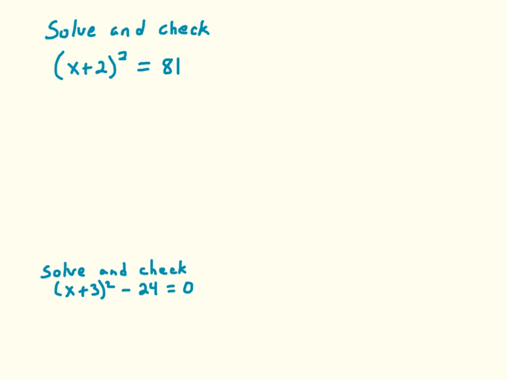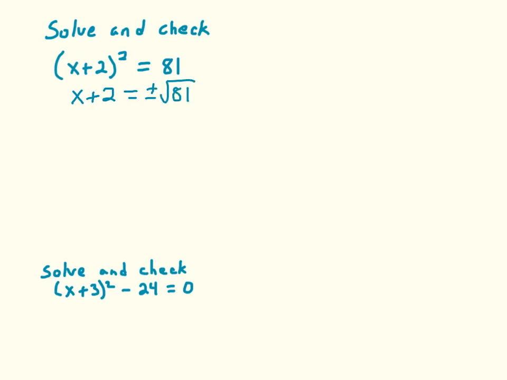Alright, now getting a little more challenging. I've got x plus 2, the quantity squared, equals 81. So just like if I had x squared equals 81, x would equal positive or negative square root of 81. Now I can just say x plus 2 equals the positive or negative square root of 81.